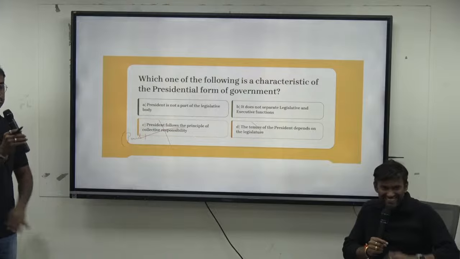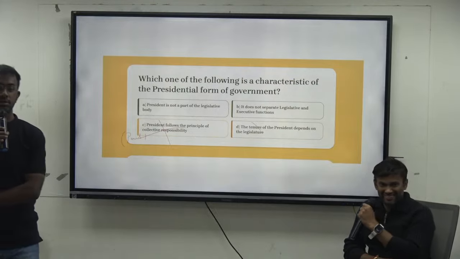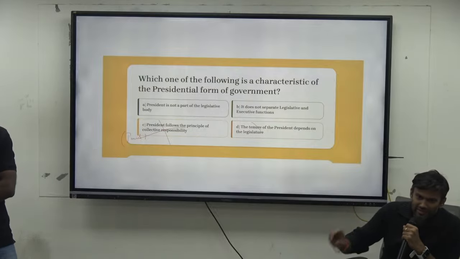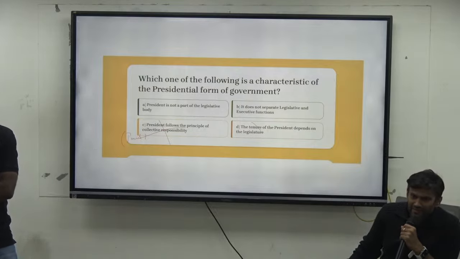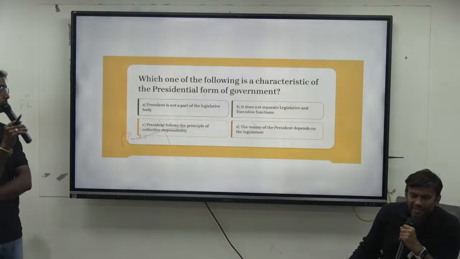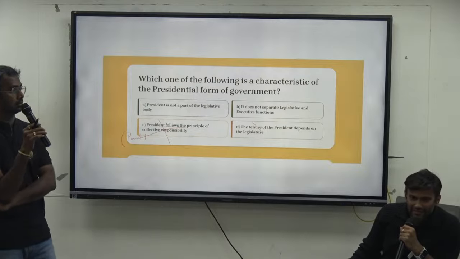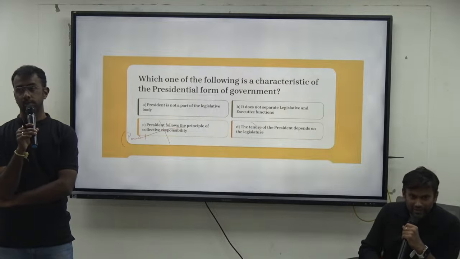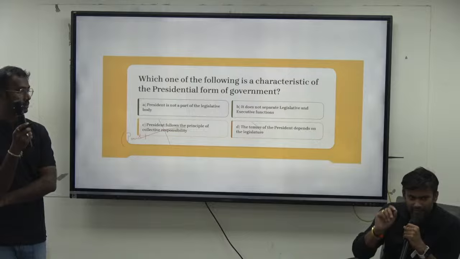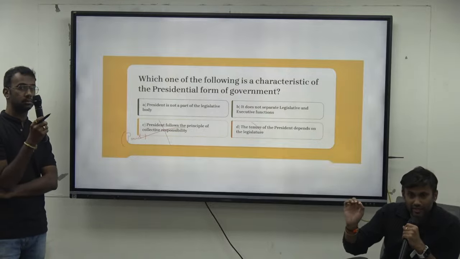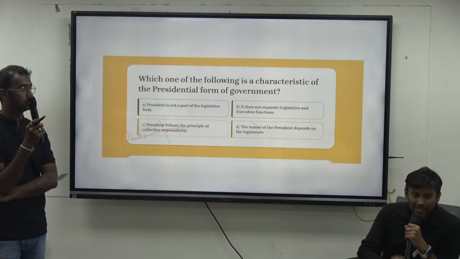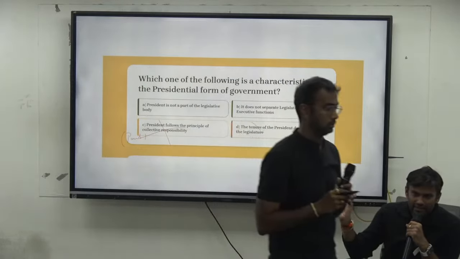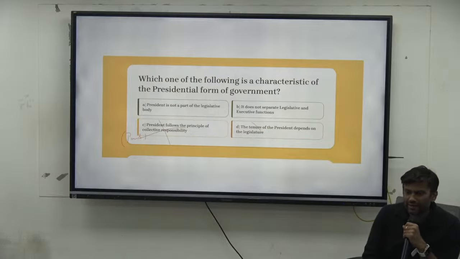For the basics, for those who have not understood, there are two systems: parliamentary system and presidential system. In presidential system, there is only a single head. The President is both the head of the state and the head of the government. In the parliamentary system, which India follows, there are two heads. The President is the head of the state, the Prime Minister is the head of the government. In a presidential system, the President is not part of the legislature. In our system, the President is part of the Parliament.